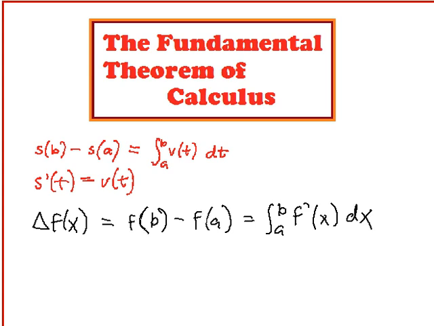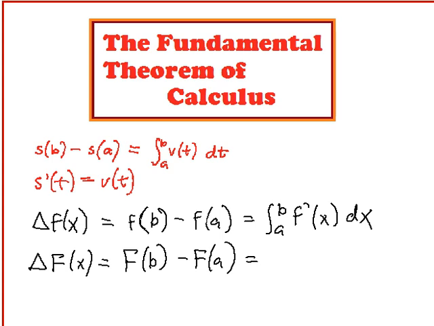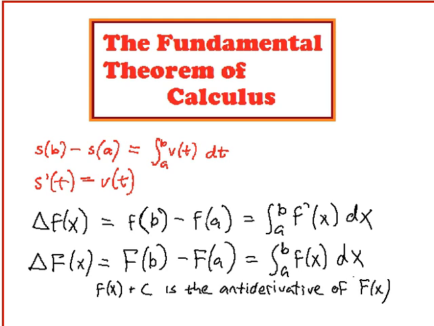Another common way of expressing the same thing is to say that the change in big F of x is equal to big F of b minus big F of a, which can be thought of in terms of antiderivatives as the integral from a to b of little f of x dx, with the understanding that little f of x plus some constant c is the antiderivative of big F of x, or conversely, the derivative of big F of x is little f of x.